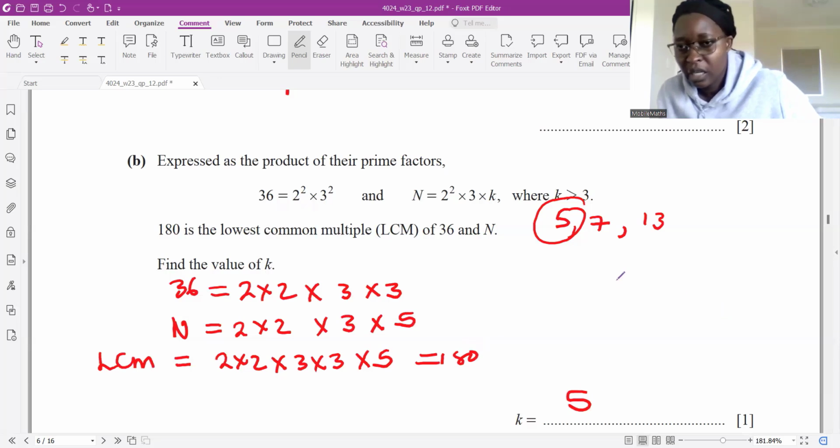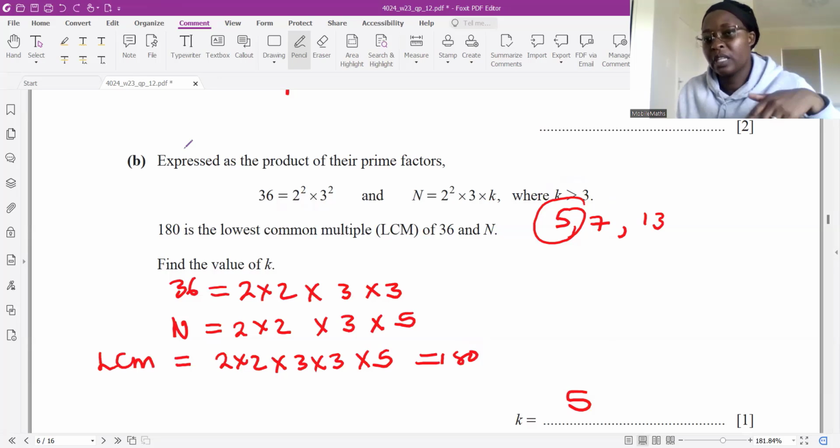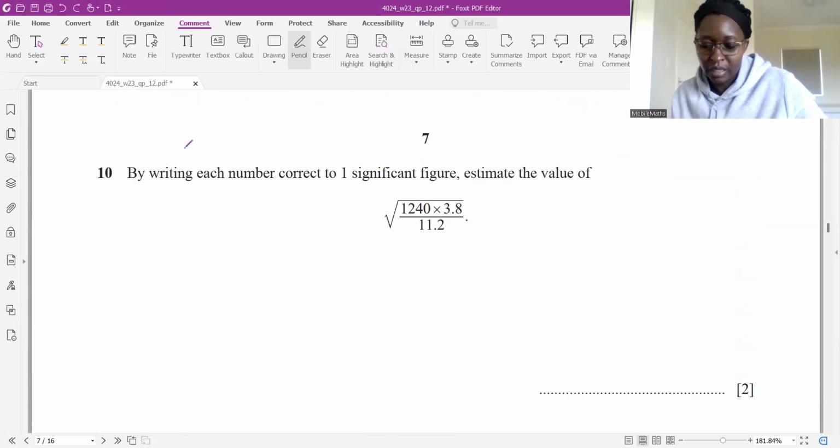The idea is that once we know k is greater than 3, k values are prime factors. Prime factors are 3, 5, 7, going on to 13 and so on. That's why we just chose that one. Let's move on to number 10.